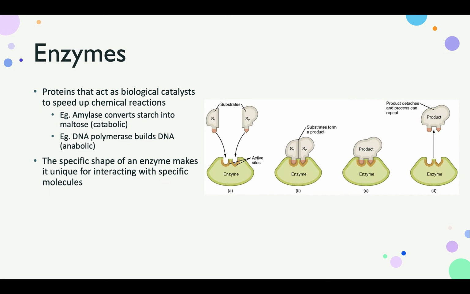These enzymes are proteins that act as biological catalysts to speed up chemical reactions. Amylase converts starch into maltose, which is a catabolic reaction, and the opposite, DNA polymerase, builds DNA, and that's an anabolic process. The chemical structure of each must be compatible in order for the enzyme to work. So it's a very specific arrangement for what the enzyme is looking for and what substrate can be attached to it so that it can make a product or change whatever it needs to change, whatever it was programmed to affect by DNA, which we'll get to in a bit.